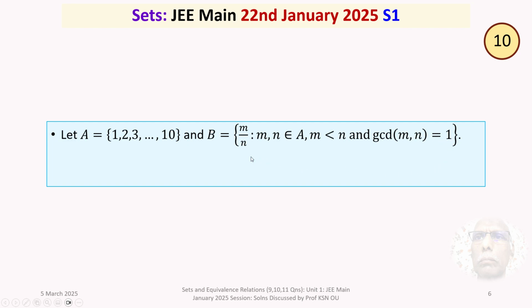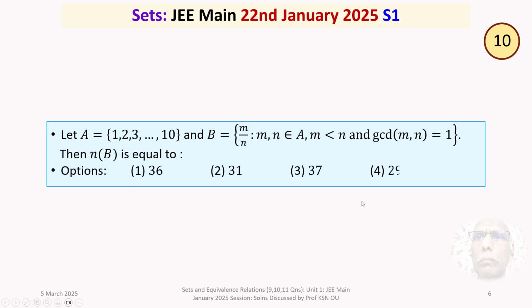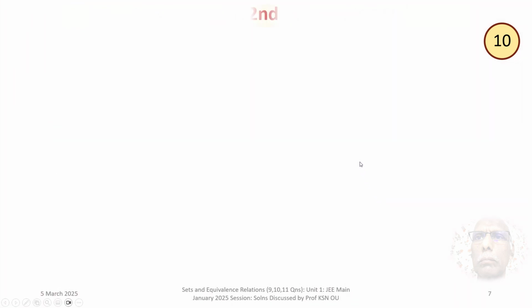Right? So then the order of B, the number of elements present in B, is equal to... we are given 4 options. Agreed. Now let's discuss the solution of the problem in detail.